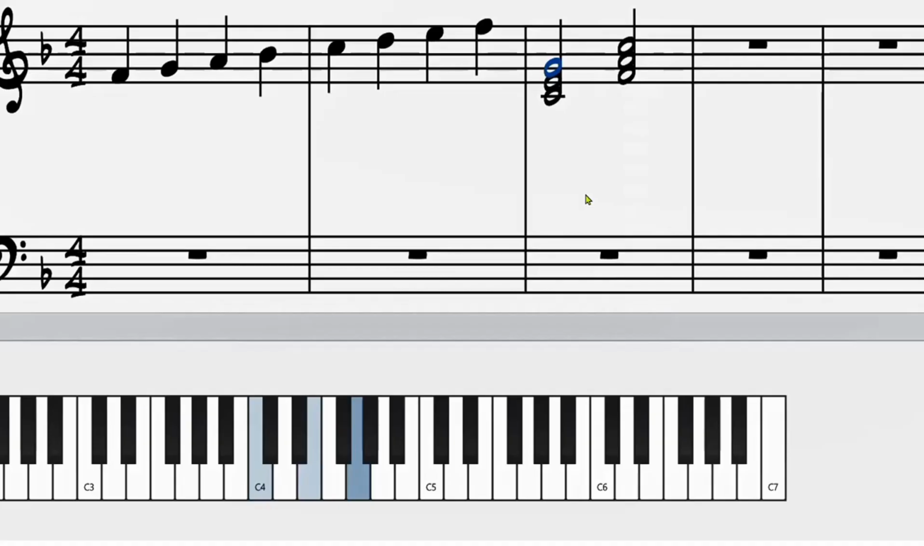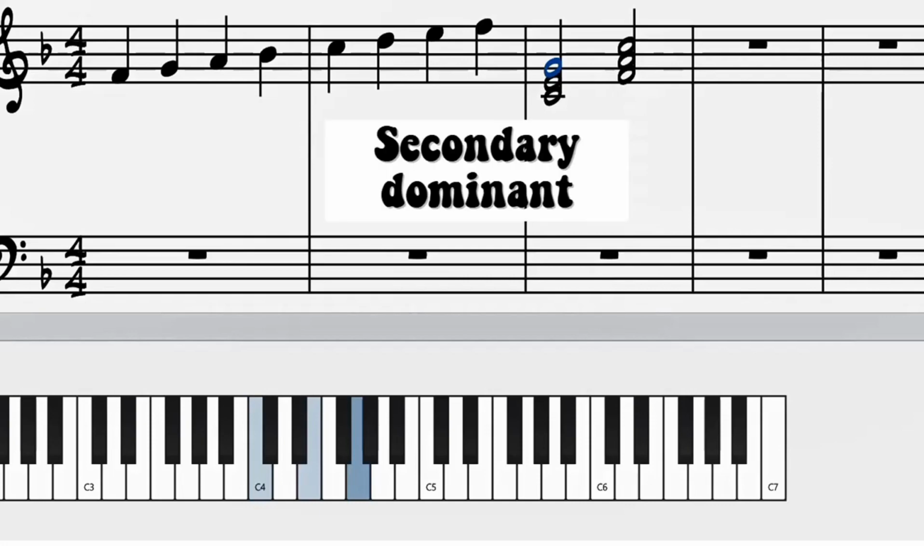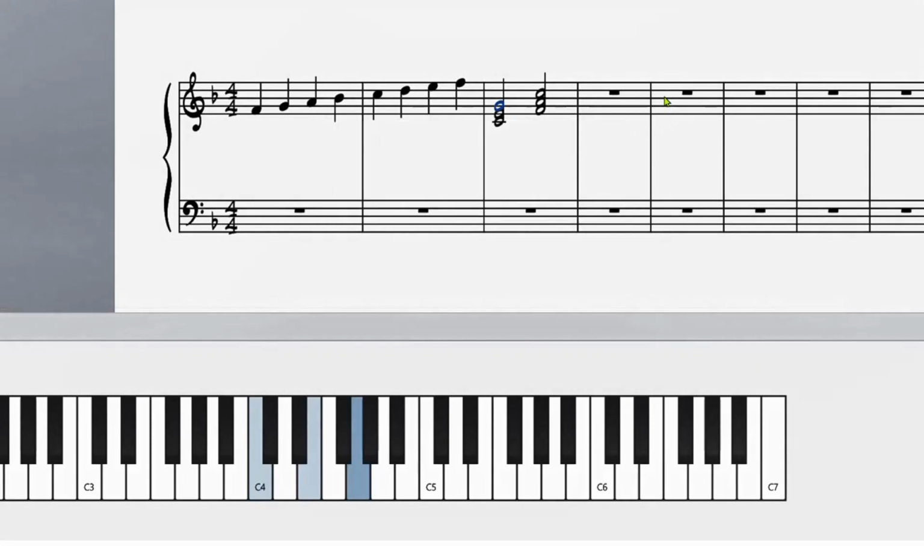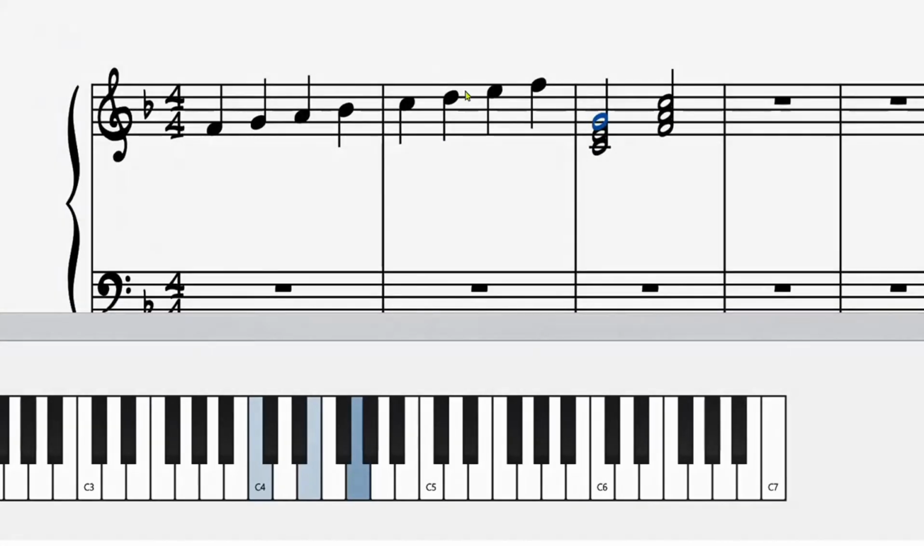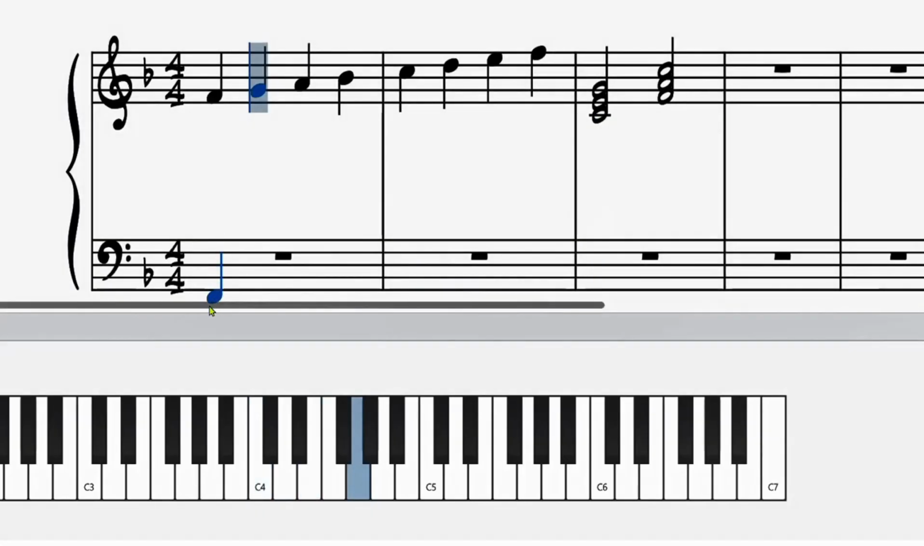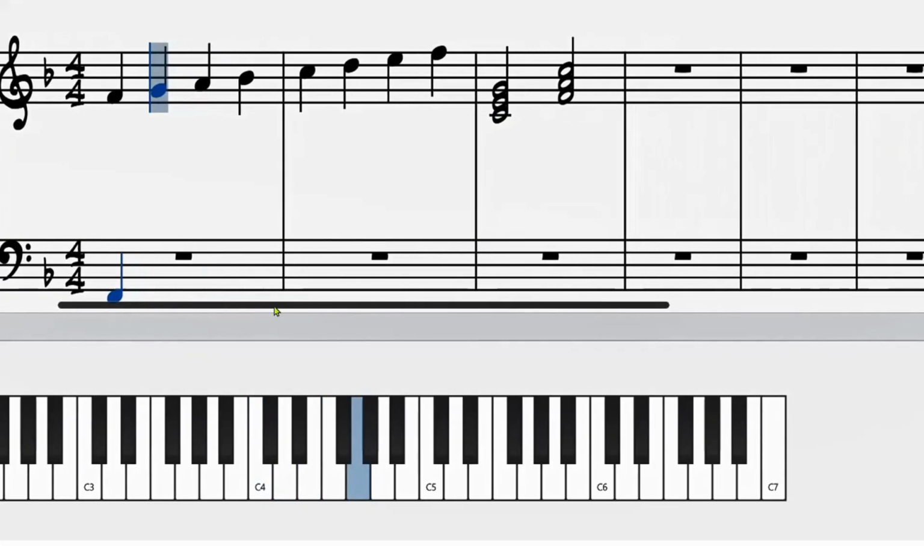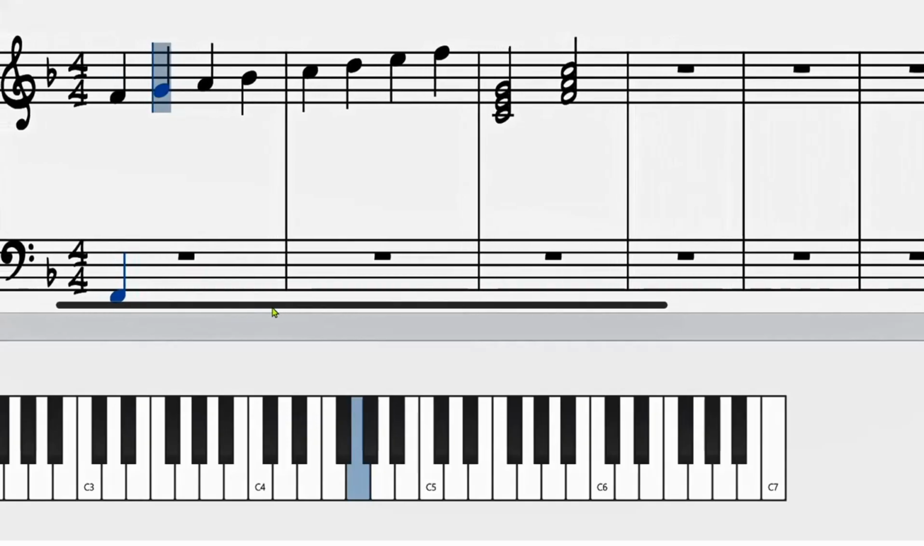Think of it like a tension and release. So the dominant creates that tension and the tonic resolves it. There's a thing called a secondary dominant too, which we'll see a little bit of, and that's if you took another chord in the scale somewhere and we built a dominant on that chord, then that would be the secondary dominant.